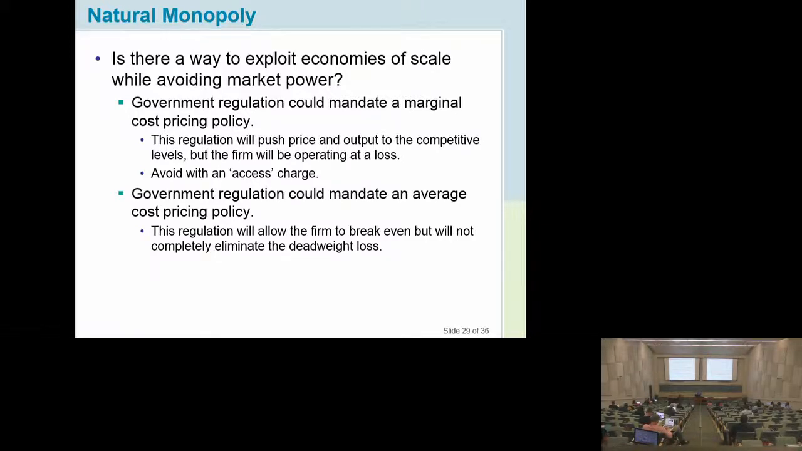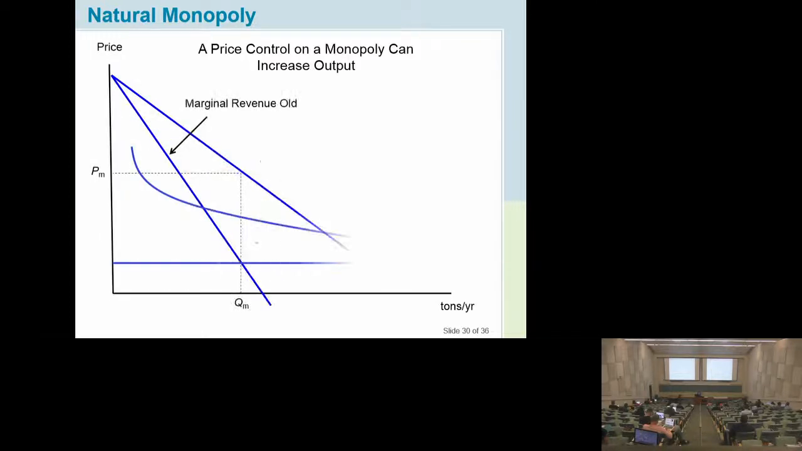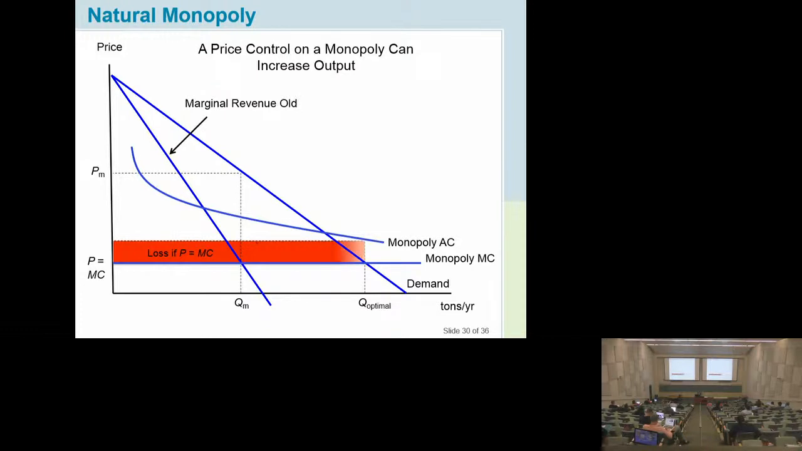Question, comment, thought. Okay, so here's another graph that gets into that. My graph there is looking pretty ugly, and for some of you long distance, there's the equivalent graph. That red bar is what you'd have to cover with the access fee in order for the P equal to MC efficient policy to be viable. Viable means the firm won't say, hey, I'm out of here, I quit, because I can't cover my opportunity costs. And then there's the alternative, it's just simpler to set price equal to average cost.